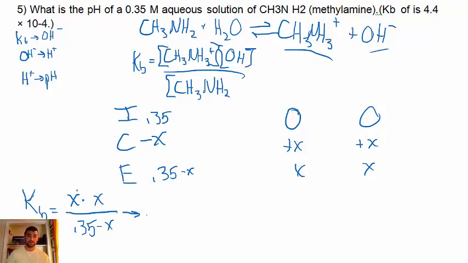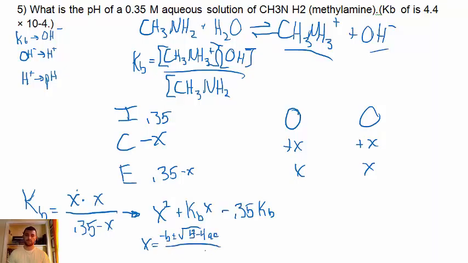Now we combine like terms and get a quadratic setup: X squared plus Kb X minus 0.35 Kb. I haven't used numbers yet because numbers are a pain, there's so many of them. Now I can use the quadratic equation, negative b plus or minus the square root of b squared minus 4ac, all over 2a. I get my value for x that makes sense, and I get x equals 0.0122.